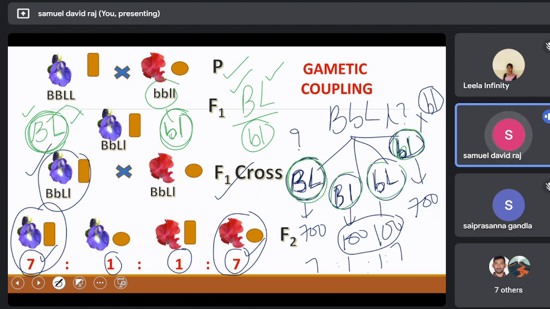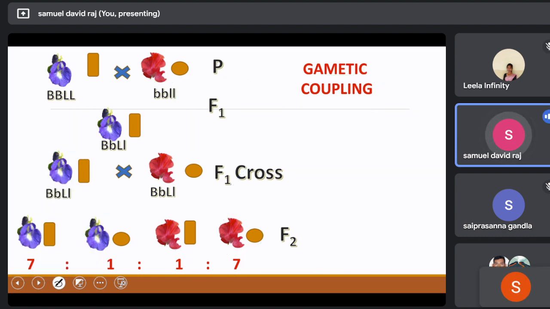And this staying together of dominant genes, capital B, and recessive genes, small b, is called by them coupling. So why did this actually happen? At the time they didn't know, but we can now say that there are two chromosomes. Here there is capital B, here there is small b. Here there is capital L, here there is small l.